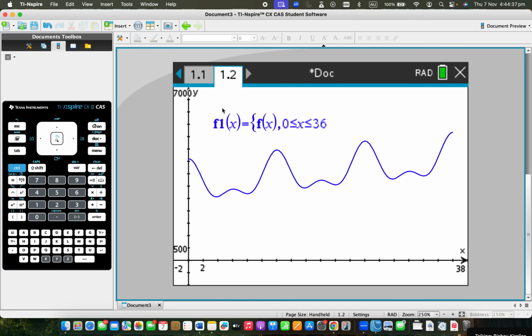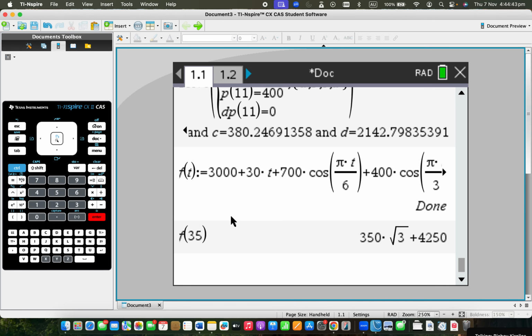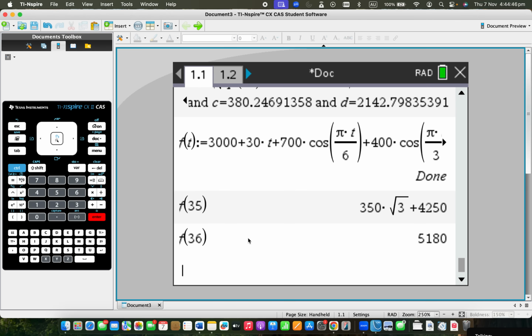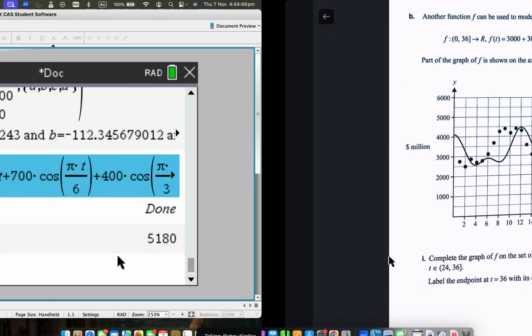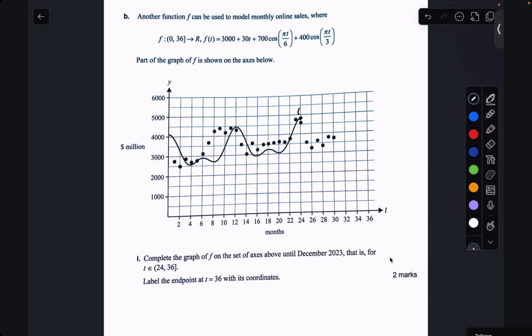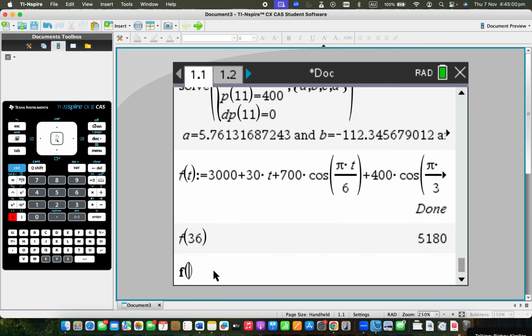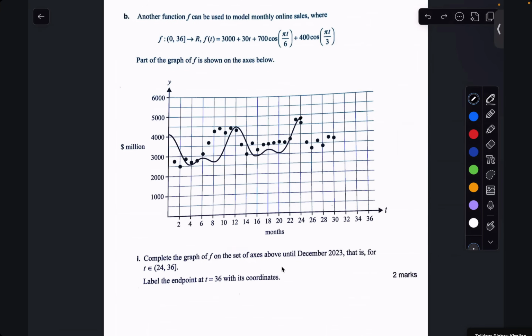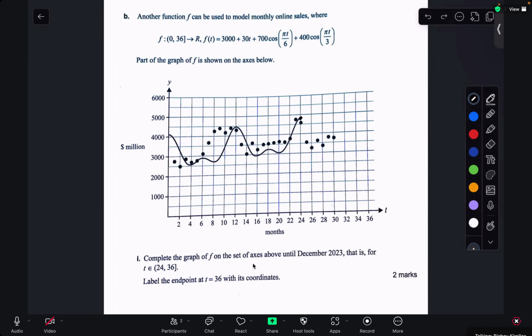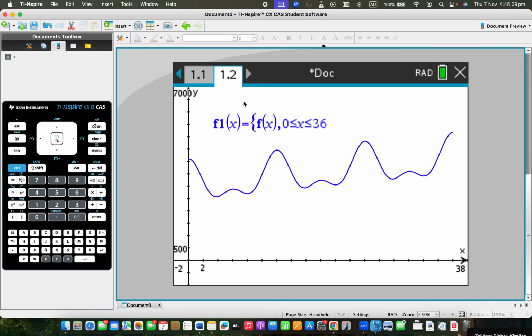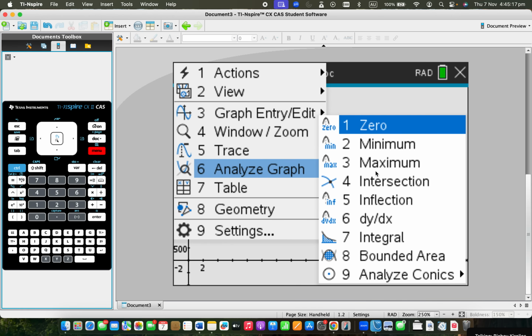So that's the image of what we want to draw. And if you want the point 36, well, you can just do f of 36, which is 5,180. So that's this point. Oh, no, that's not 36, that's 24. Oops. f of 24, that's 4,820. We didn't need that anyway. And for this graph, it just keeps doing the same thing over and over again. We've just got to figure out the minimums and maximums. So it's a bit annoying, but that's okay.